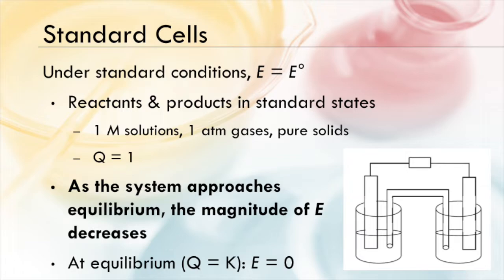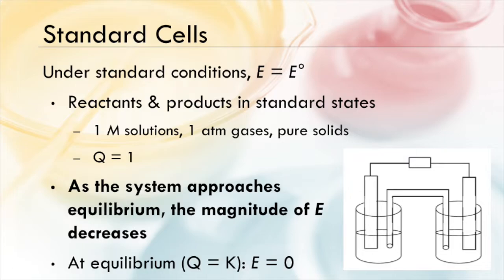The little degrees symbol is how we quickly denote that a process is occurring under standard conditions, 25 degrees Celsius, with all the reactants and products in their standard states. That is, 1 molar solutions, 1 atmosphere gases, and pure solids. This makes Q, the reaction quotient, for any reaction at standard conditions equal to 1.